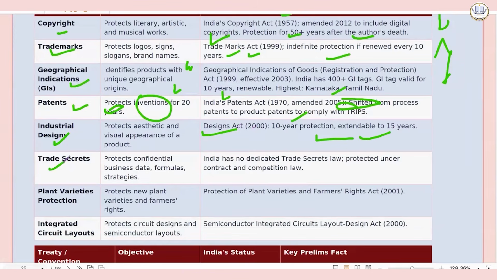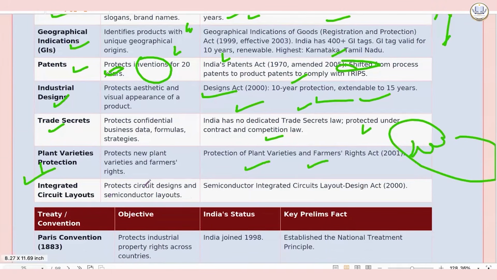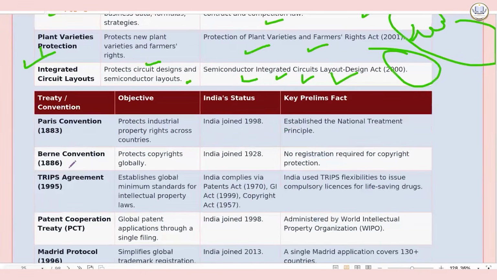Trade secrets protect confidential business data, formulas and strategies. India has no dedicated trade secret law; they are protected under contract and competition law. Plant varieties protection protects new plant varieties and farmers' rights. The Protection of Plant Varieties and Farmers' Rights Act 2001 was enacted for it. And we have integrated circuit layouts, which protect circuit designs and semiconductor layouts. The Semiconductor Integrated Circuit Layout Design Act was formulated in 2000.